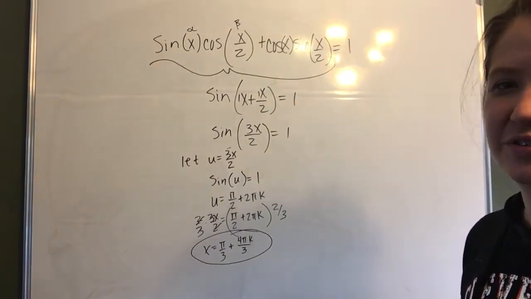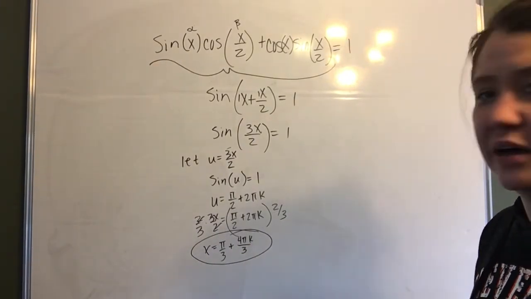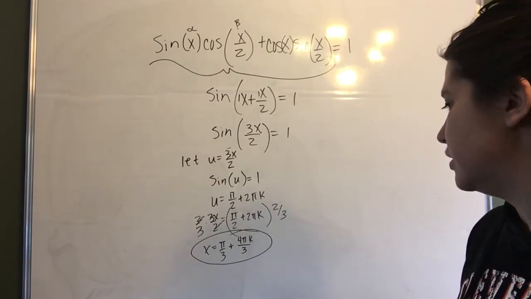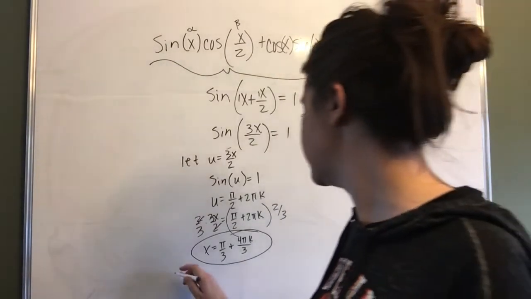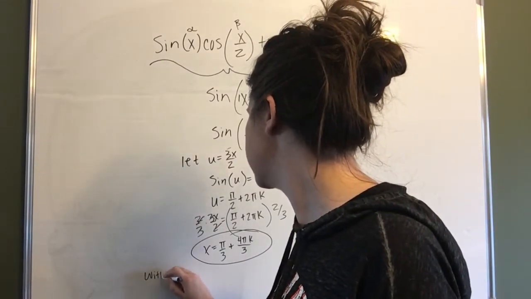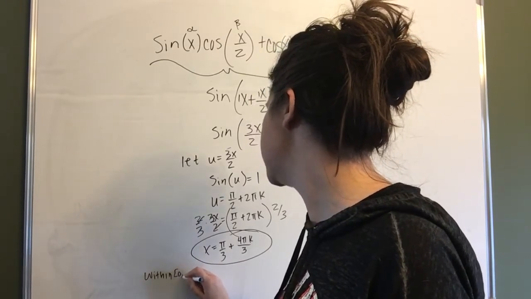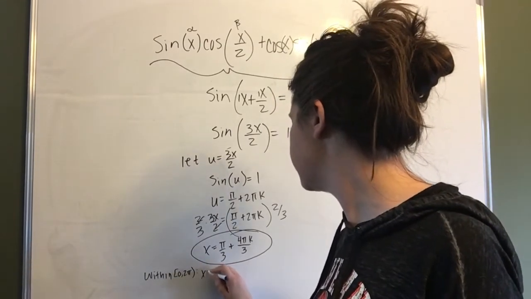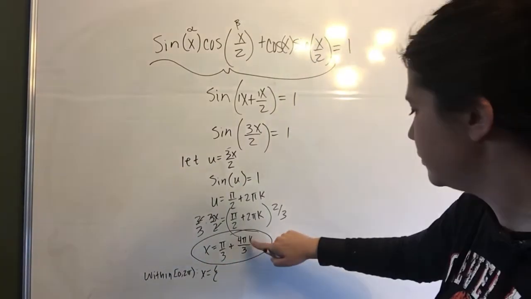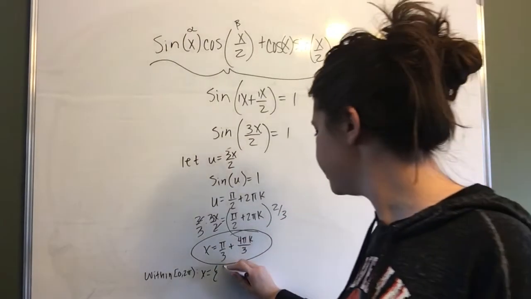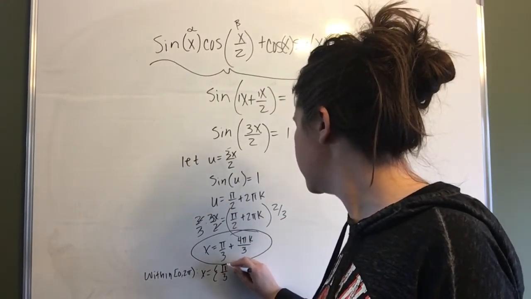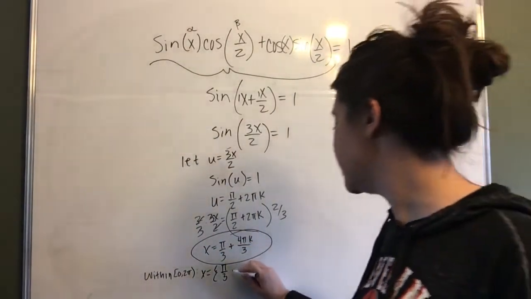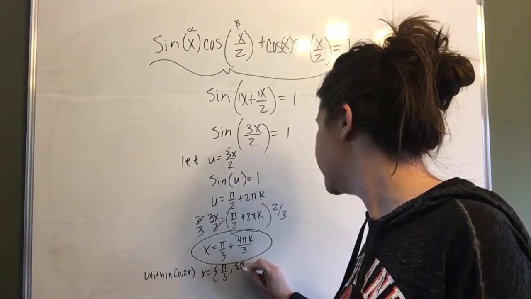And then we want to list the solutions between 0 and 2 pi. I'm going to go ahead and write that in, so you can write it in. I think it would fit here, right? Within 0 to 2 pi, we have, well, if we plug 0 in for k, that gives us pi over 3. If we plug 1 in for k, we would be adding 4 pi over 3 to the pi over 3. That would give us 5 pi over 3.